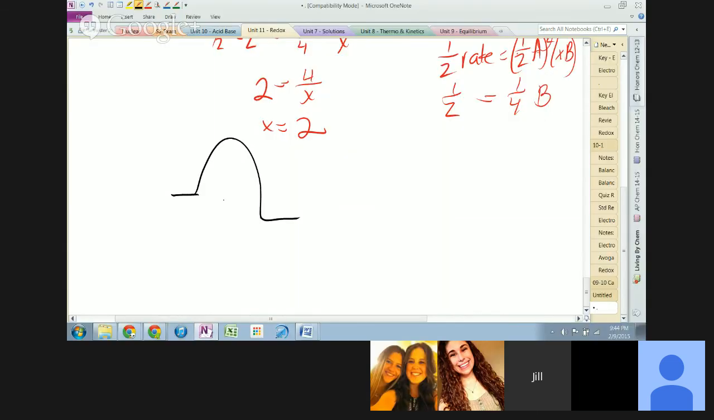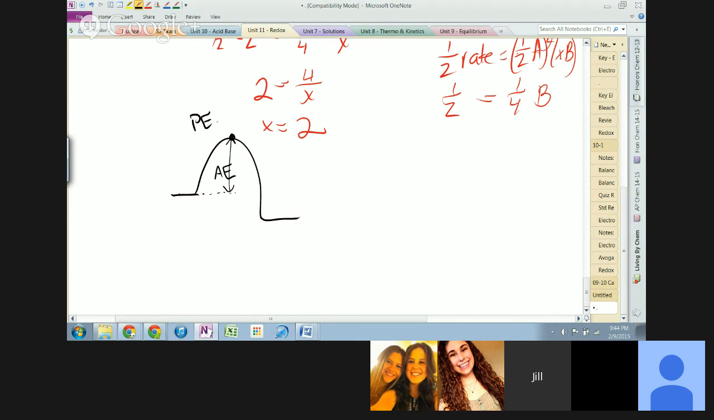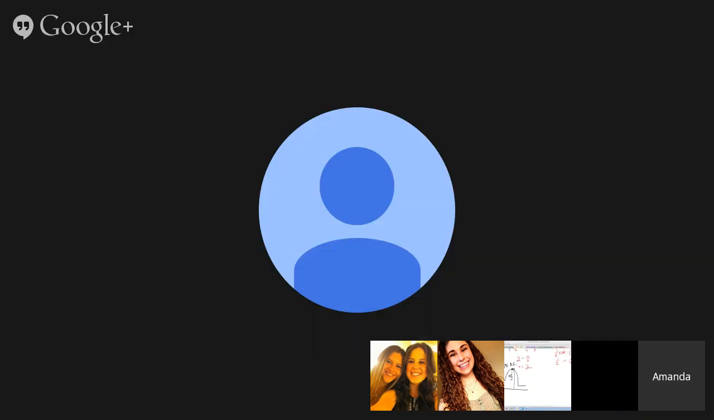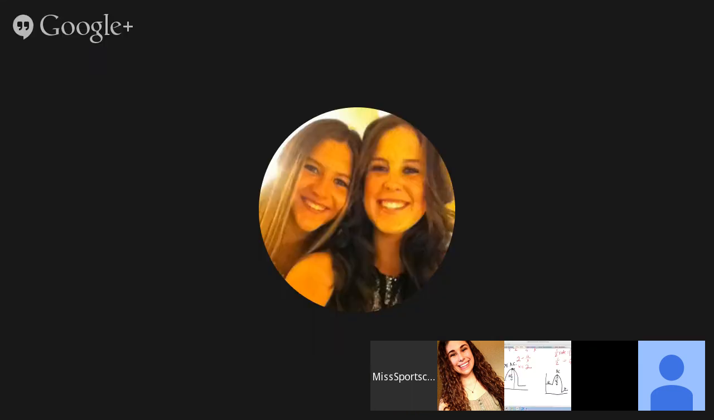Okay, so activation energy and activated complex are different things. That's the key difference here. Activation energy is the distance between the reactants, or wherever you're starting, and the peak. But the potential energy of the activated complex is the total energy from the base to the peak. So the activated complex is a point on the graph, just like the reactants and the products. The activation energy is a distance between the peak and where you started. Okay.